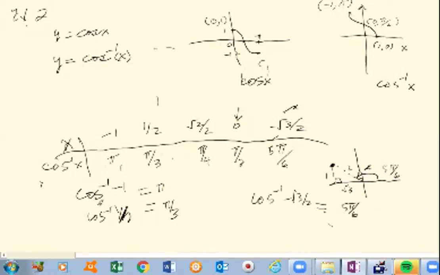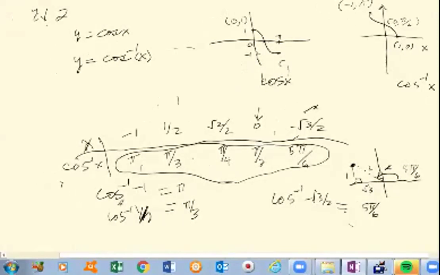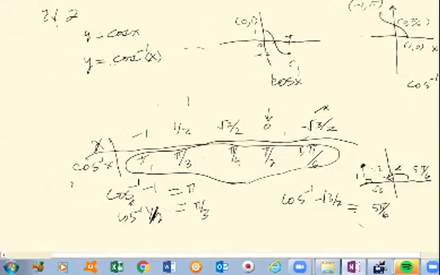Now you notice every angle that we used here, every number that we returned into the range, had to be between 0 and pi, because that's the range we have to work with, our restricted domain for the inverse cosine from 0 to pi. So all of our answers need to be between 0 and pi. You know there are other angles where we get these same cosine values, but not when we're working with the inverse cosine. It has to be restricted.